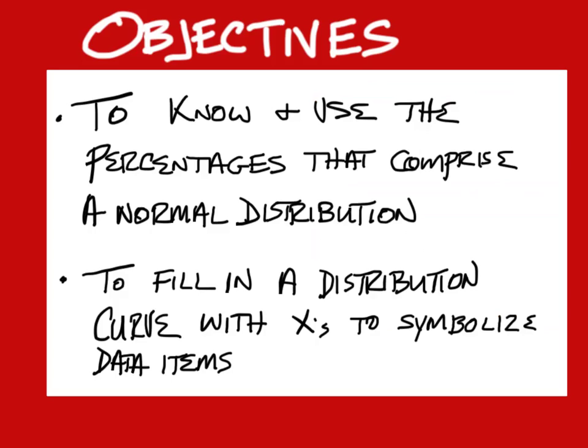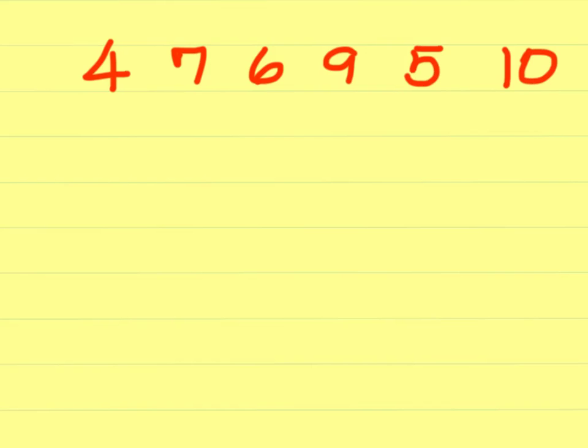To know and use the percentages that comprise a normal distribution, as well as to fill in a distribution curve with X's, actual X's, like tally marks, to symbolize data items. We're going to start with a list of numbers, and in this case it'll be 4, 7, 6, 9, 5, and 10. We have to do everything to this that we did before on the last test before we can go to the curve.